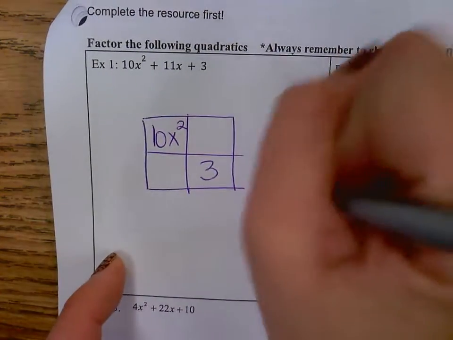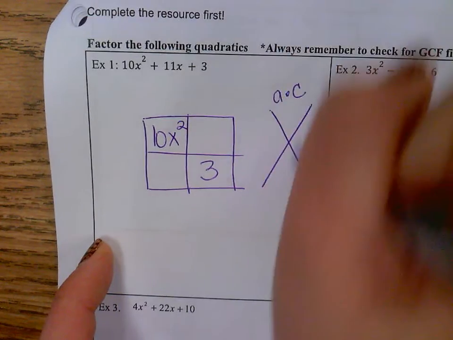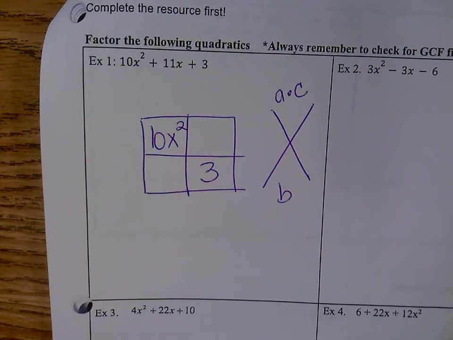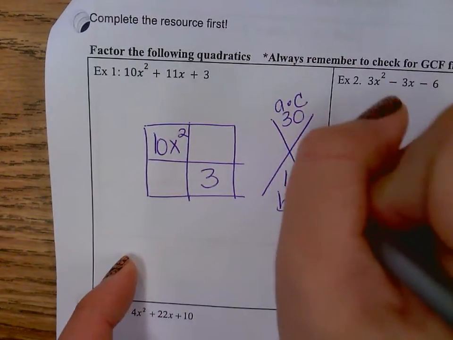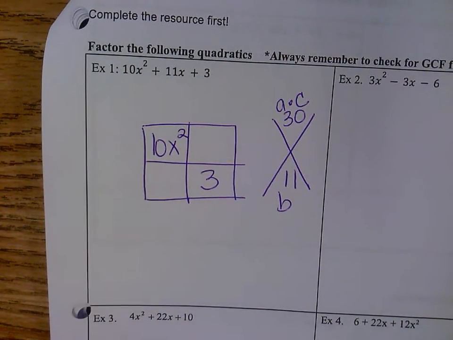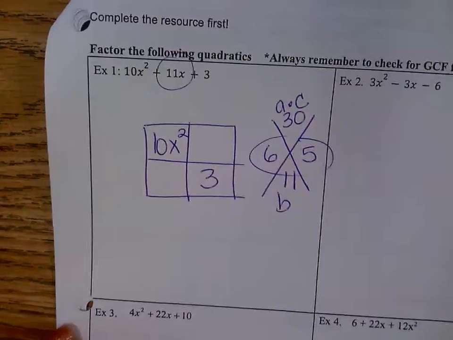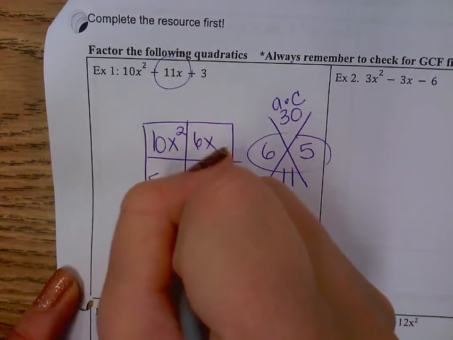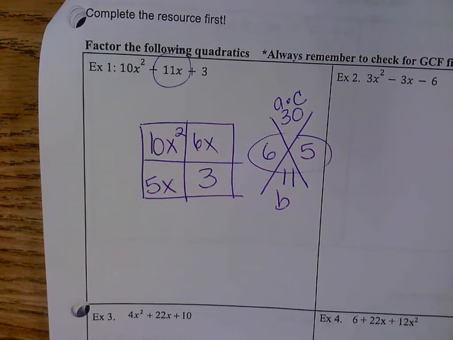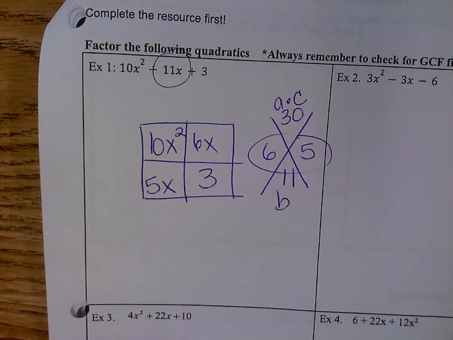Your diamond, A times C, goes on the top. In this case, 10 has to get multiplied by the 3, so that's 30 on top, and then 11 on the bottom. What are the factors of 30 that add up to 11? What is 6 and 5? Those are how we're going to split up this 11x. 6x and 5x go in your box. If you flip-flop your 5x and your 6x, you'll still get the same answer, just in a different order.